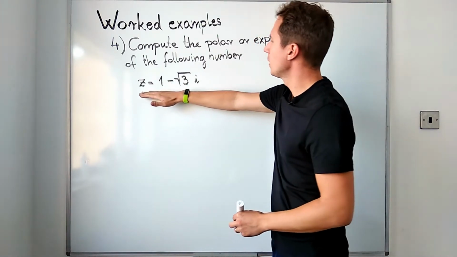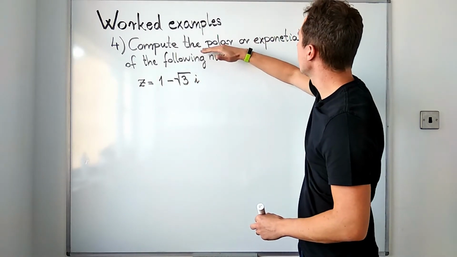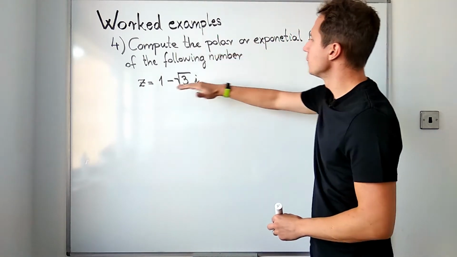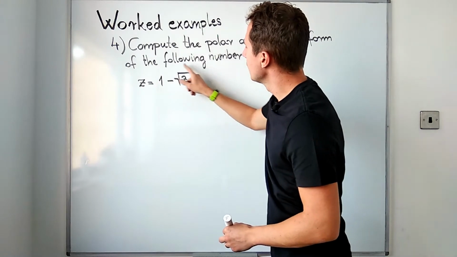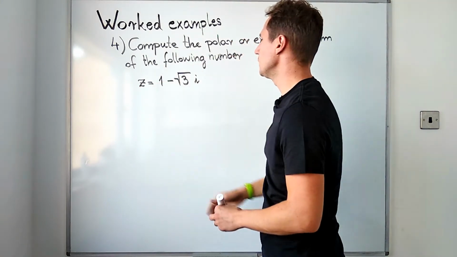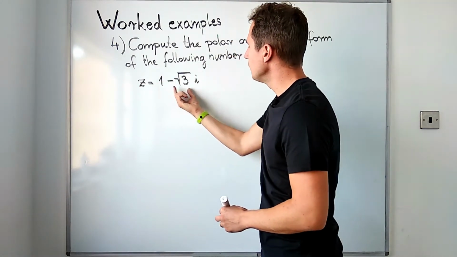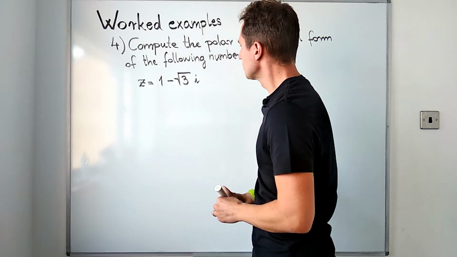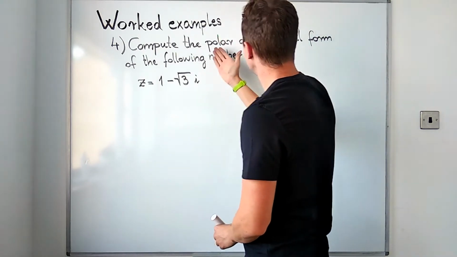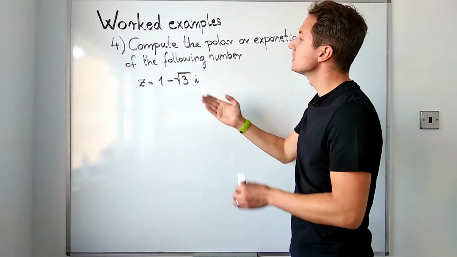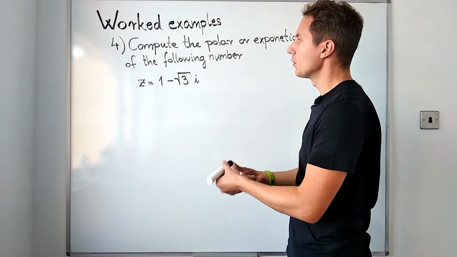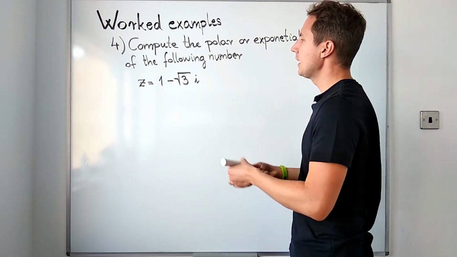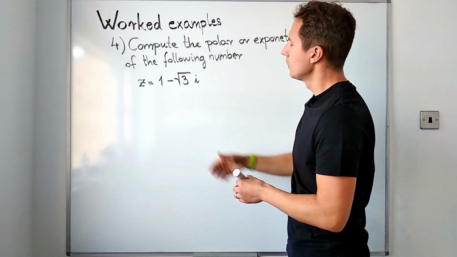Okay, so what we are asked to do is to compute either the polar or the exponential form of this complex number, which is given in its algebraic form, as we call it. So we have the real and imaginary parts given to us, and what we have to now do, in effect, is to calculate the length, the modulus of this number, and the angle, the argument of this number.